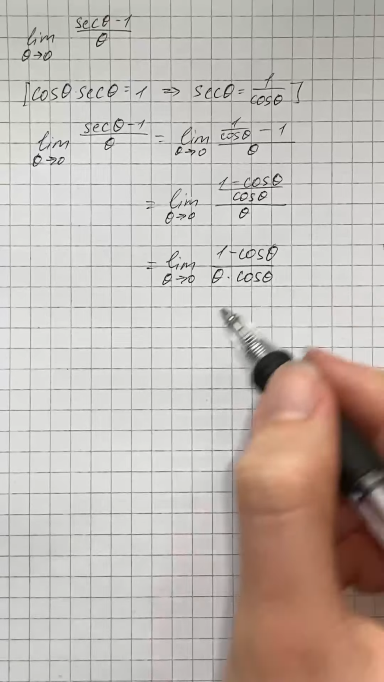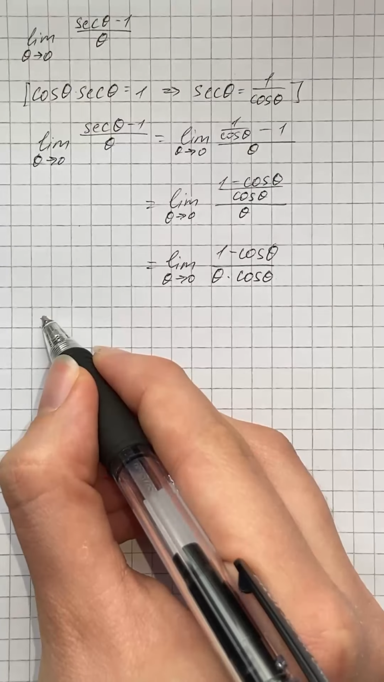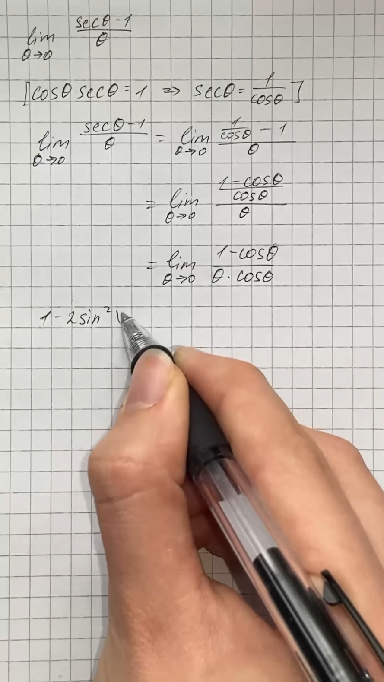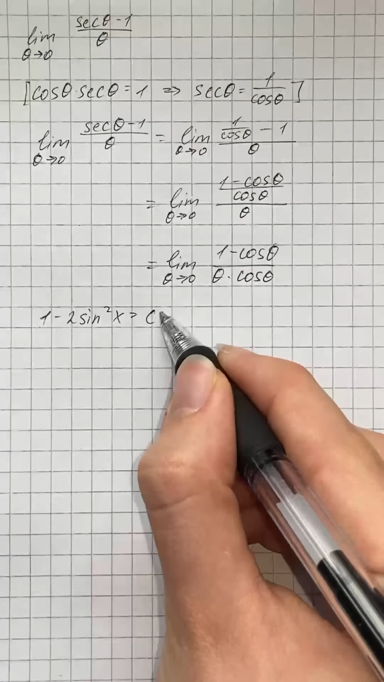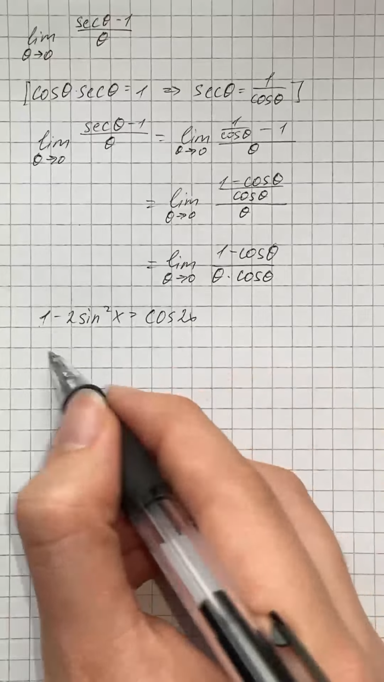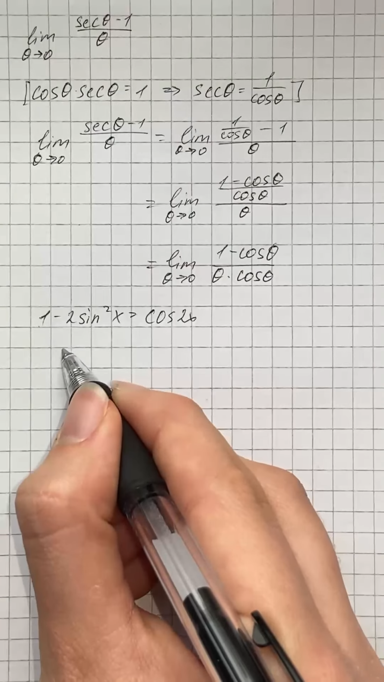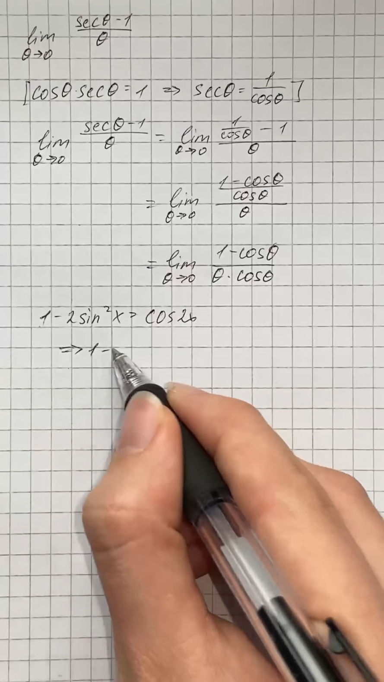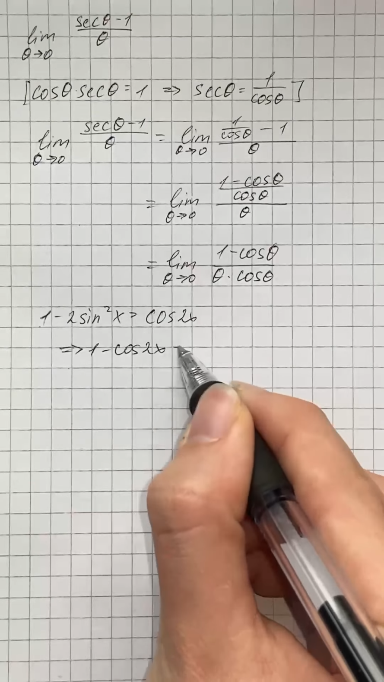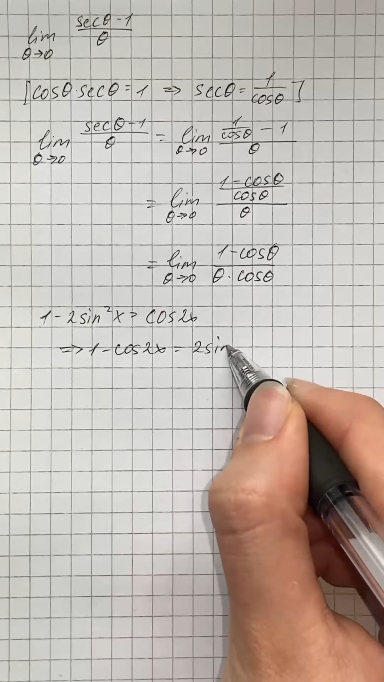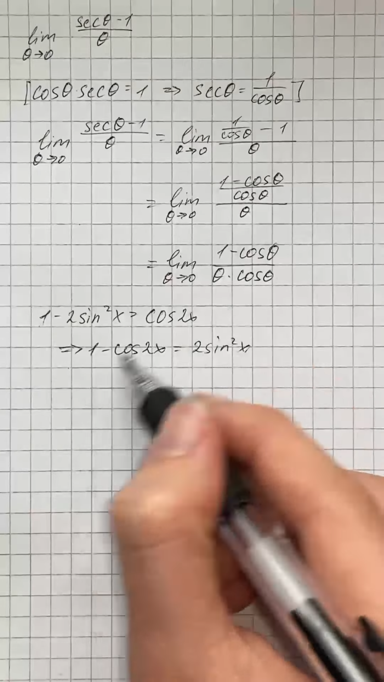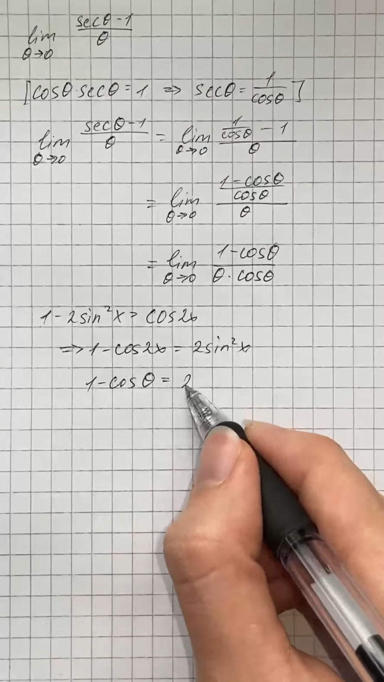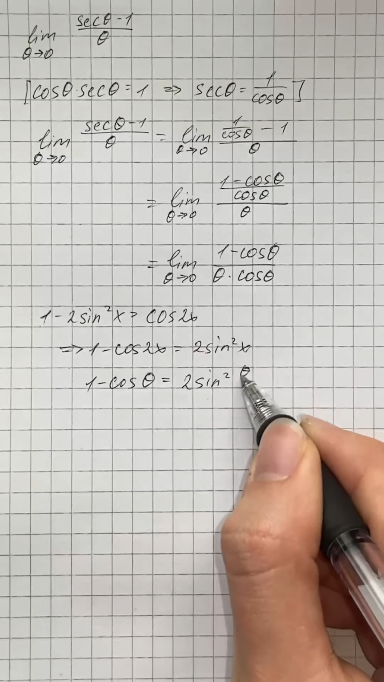So now we know the identity that 1 minus 2 sine squared of x equals cosine of 2x. Therefore, 1 minus cosine of 2x equals 2 sine squared of x. That means that 1 minus cosine of theta equals 2 sine squared of theta over 2.